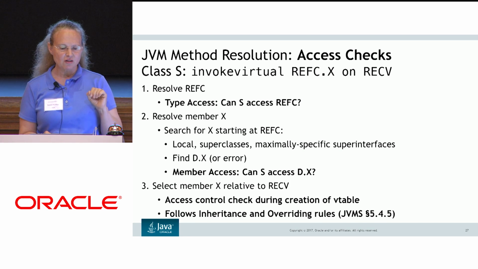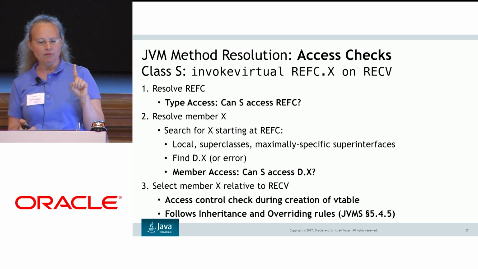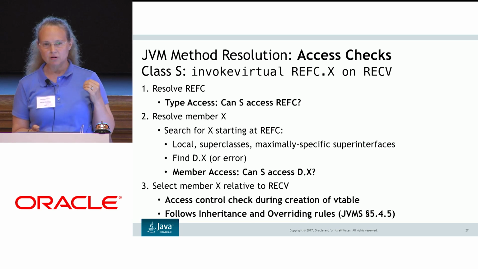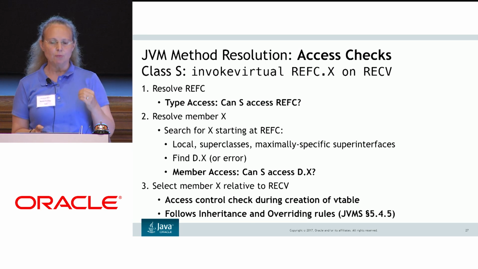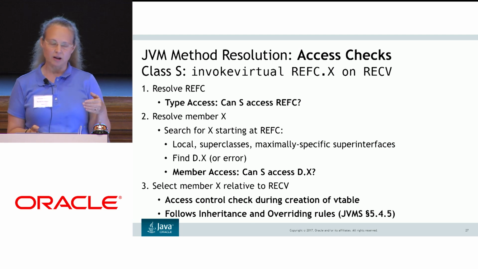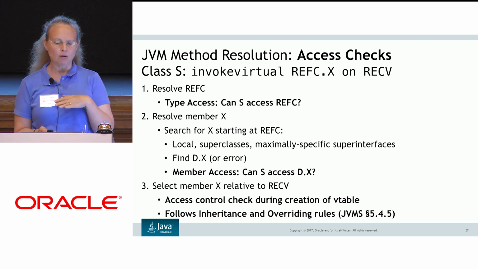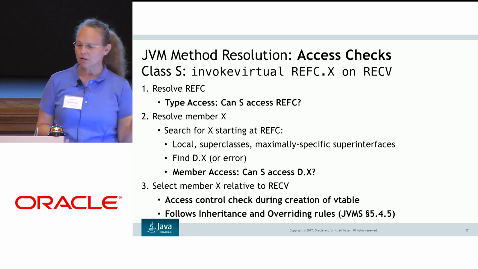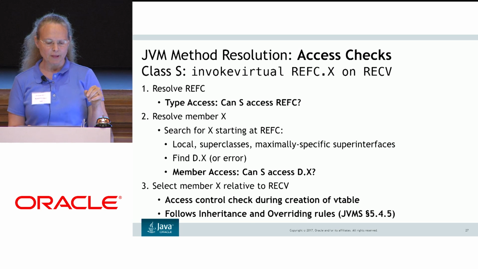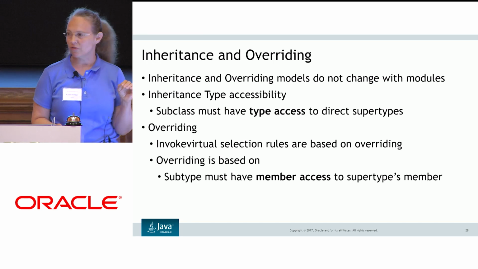So to add access checking to this, step 1, we resolve the static reference, and we do a type access check. Can S access that resolved type? Then we resolve the member, and we do a member access check. Can S access X as defined in the declaring class? And then selection for invokevirtual, we actually do this in advance to make it faster. We cache it in our cached selection table, which is our vtable or virtual table, and it follows the inheritance and overriding rules. So let me talk just briefly about those.